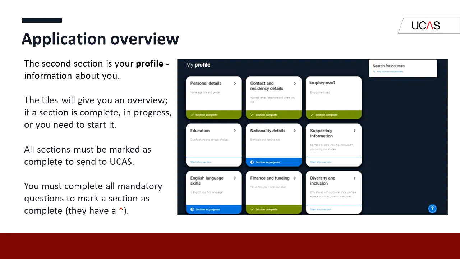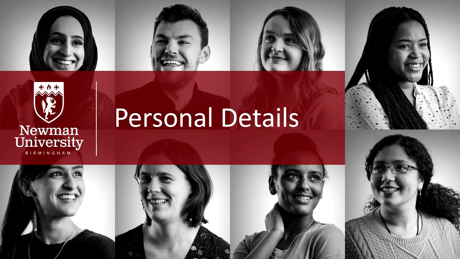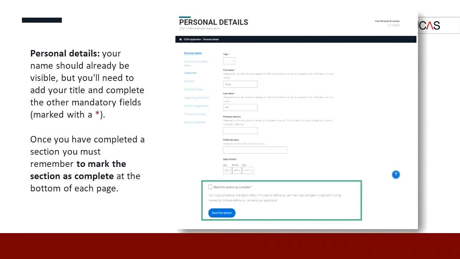Second section within the overview is your profile. Very much information about you. It will show you any sections that are complete, it will show you sections in progress, and it will show you sections that you haven't started yet. And you don't have to step through these in any particular order. Some are shorter to complete than others, and you'll see as we walk through this today. So we'll start by looking at the personal details.